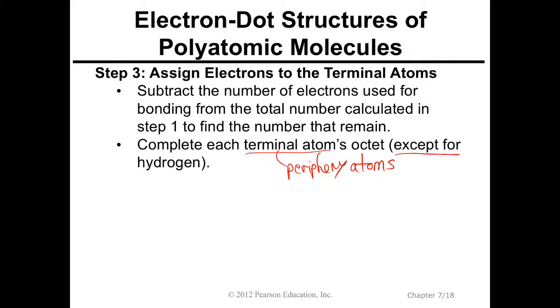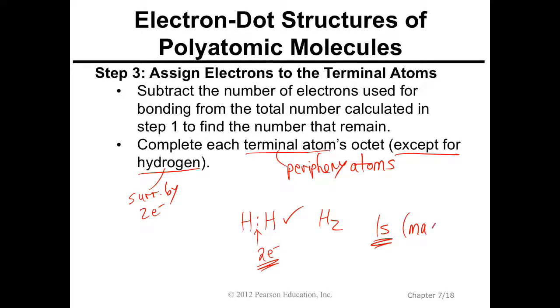Okay, except for hydrogen. Hydrogen is totally happy being surrounded by 2 electrons. For instance, if we look at a hydrogen-hydrogen bond, this is totally happy as H2, and notice that each of the hydrogens is only surrounded by 2 electrons. It's totally fine because the only orbital that hydrogen can use for bonding is the 1s, which has a maximum of 2 electrons. So it can't get to an octet.